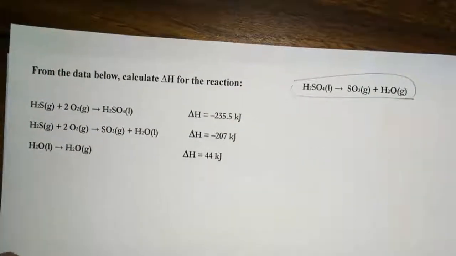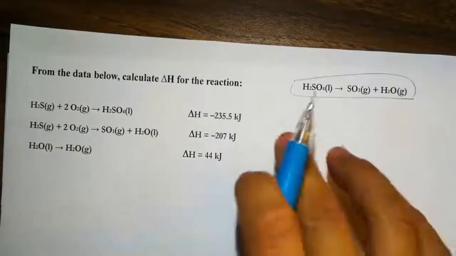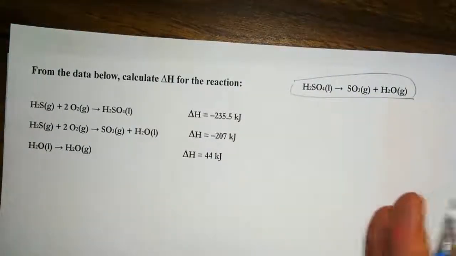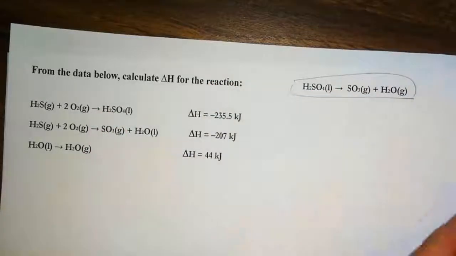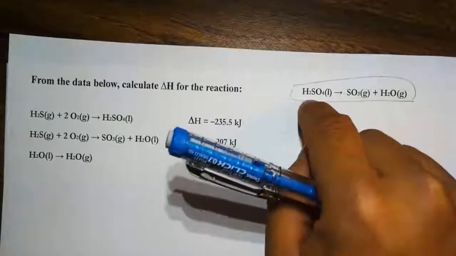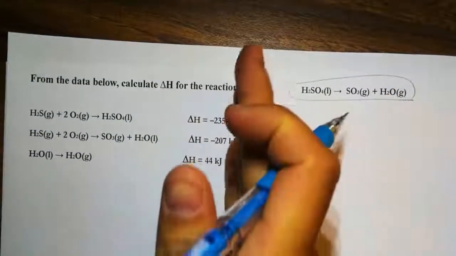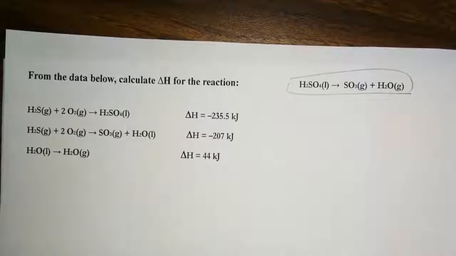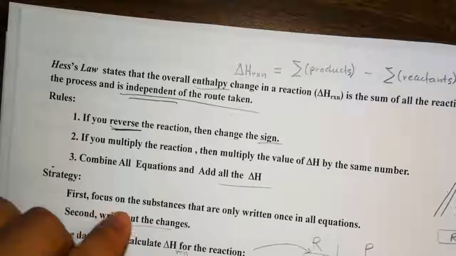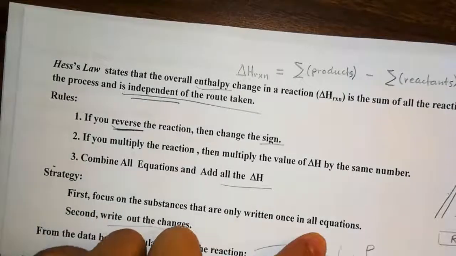Based on Hess's law, it is independent of the path, okay? But the overall change will always be the sum of products minus the sum of reactants. Of course, if we had the table, we could solve that directly by looking up each one of those, but we don't, and we are given an alternative. In this case, we go back to the rule and look at the same strategy, right? Focus on the substances that are written only once.